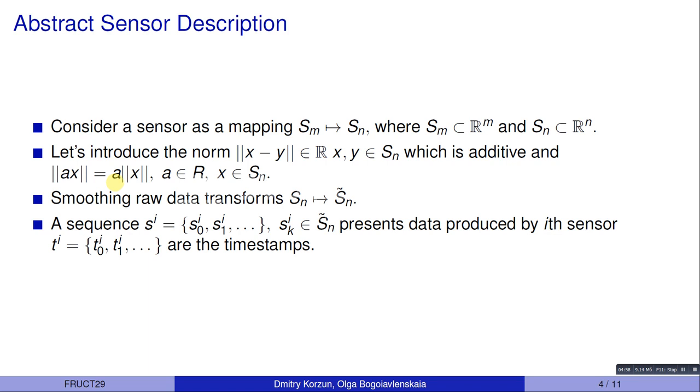Traditional processing techniques, actually maybe not traditional, but widely used processing techniques normally are called smoothing. So smoothing raw data transforms the sensor data also into some another real space which has the same dimension, and we call it SV wave, and also we define a sequence of measurements.